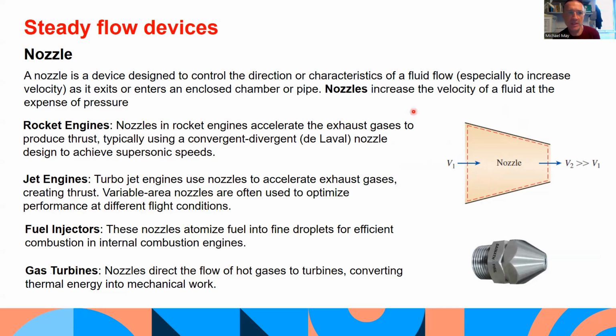So that principle is used in rocket engines, for example. Nozzles in rocket engines accelerate the exhaust gases to produce thrust. Jet engines do the same. Turbojet engines use nozzles to accelerate exhaust gases to create thrust. Fuel injectors, these nozzles atomize fuel into fine droplets for efficient combustion in internal combustion engines. And in gas turbines, nozzles direct the flow of the hot gases to turbines, converting thermal energy into mechanical work.